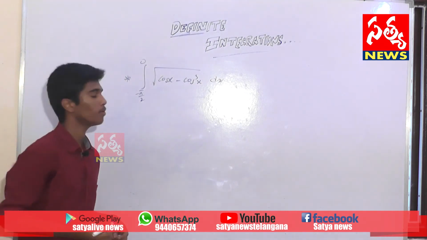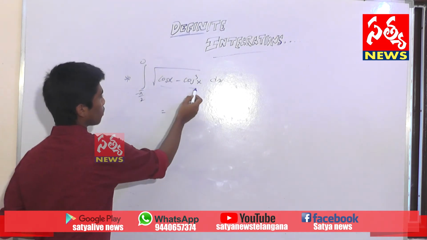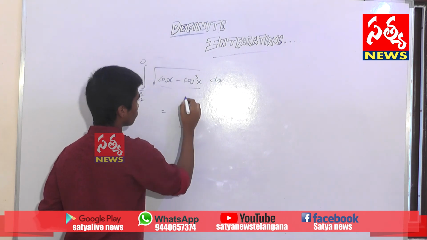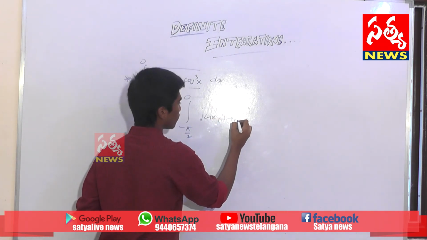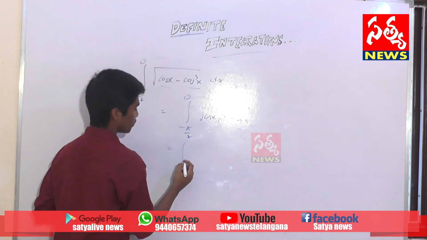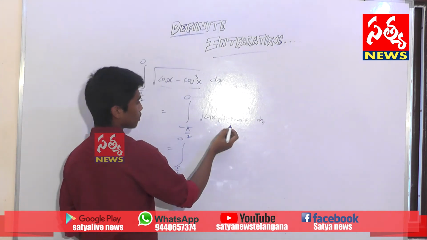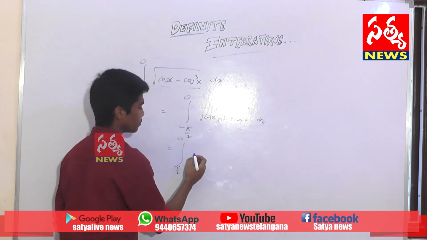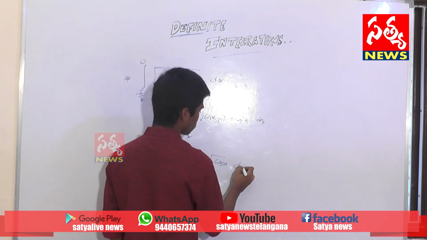Okay guys, I will solve it. Taking cos x common, we get integration of minus pi by 2 to 0 root of cos x into 1 minus cos square x. That is equals to integration of minus pi by 2 to 0. 1 minus cos square x is sin square x, and root and square get cancelled. Sin x into root cos x into dx.